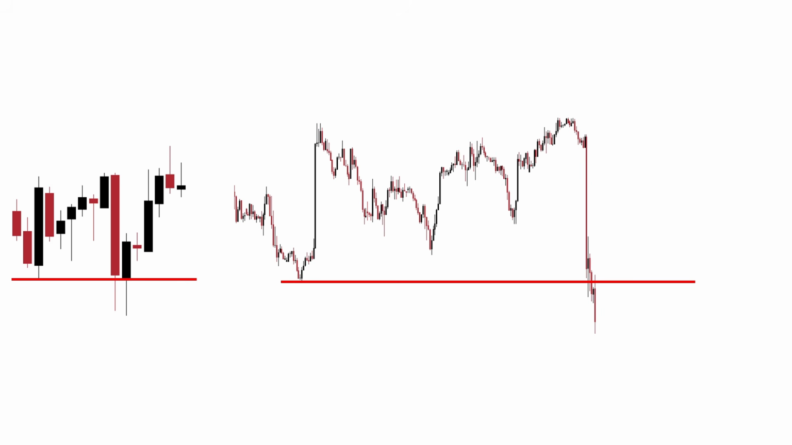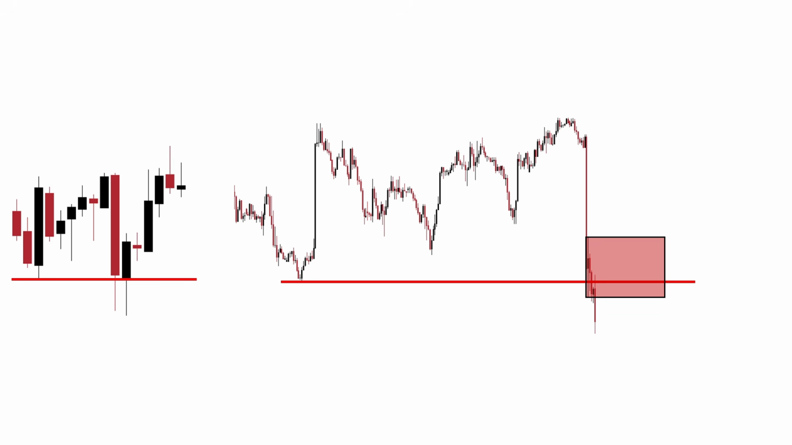So what you're looking for is what pushed price to grab liquidity. What pushed price to grab this low? And typically it's an order block. This is the last area where orders were injected to break through and grab that liquidity. So this would be the order block.